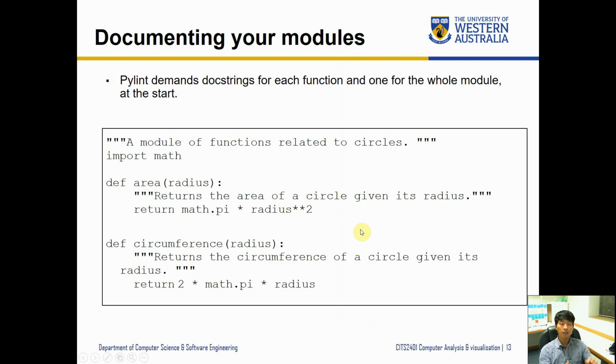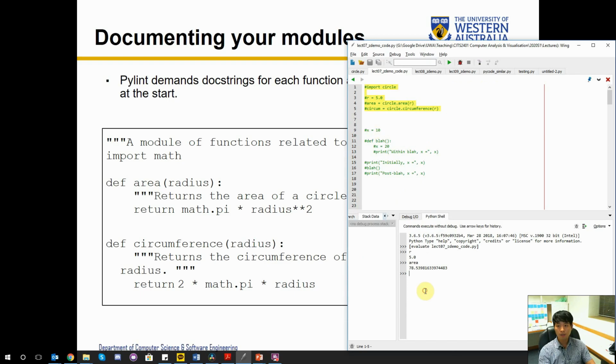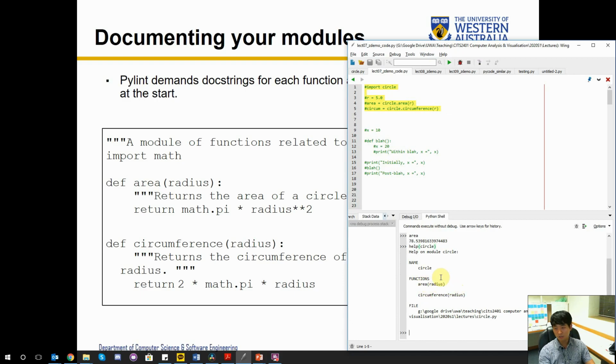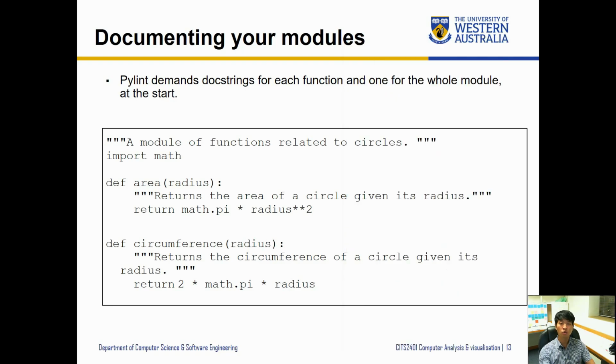Okay, and of course documenting is very important, because currently if I go help circle, oh, actually no, yeah. So it tells me it's the name circle, it's got a couple of functions and the location of the file, but that's all I get really. The reason is because I don't have any documentation related to my circle module.